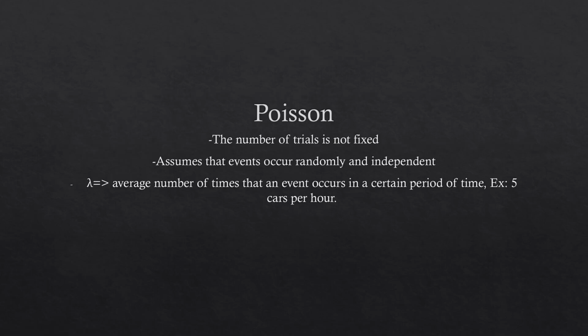Now, next up, we have the Poisson distribution. This distribution is different than the last two because the number of trials is not fixed.